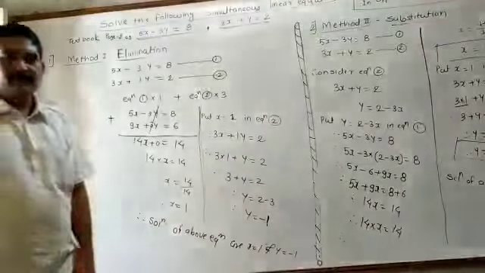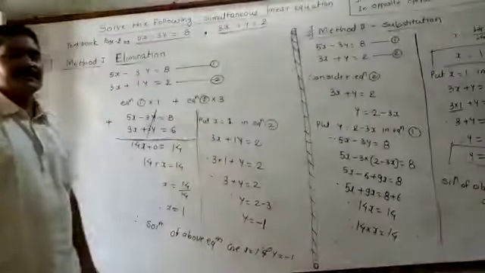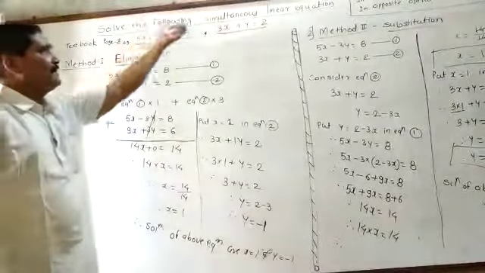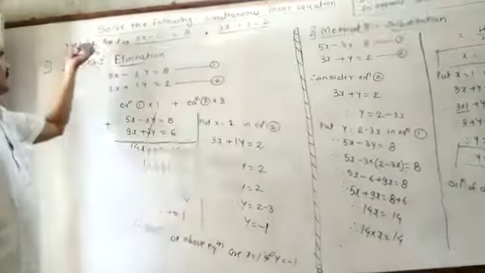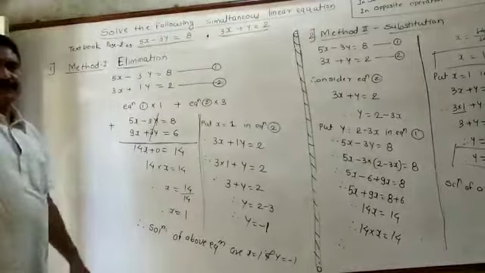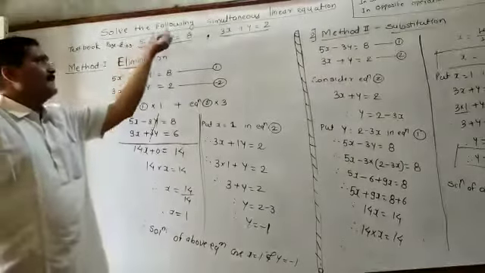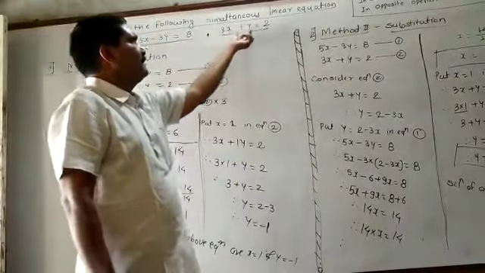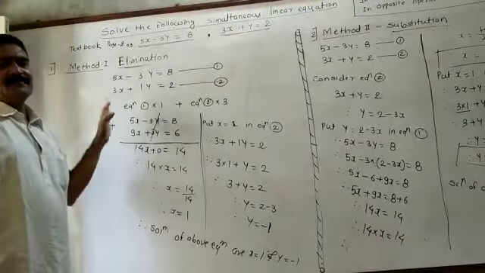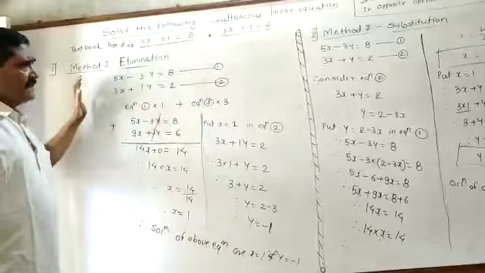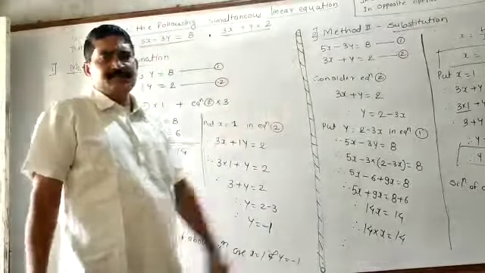Hello friends, today I am going to start with a new topic: solve the following simultaneous linear equations. This is a solved example in the textbook, page number 2. The example is 5x minus 3y is equal to 8 and 3x plus y is equal to 2. You have to solve this example by both methods. The first method is elimination, the second method is substitution.